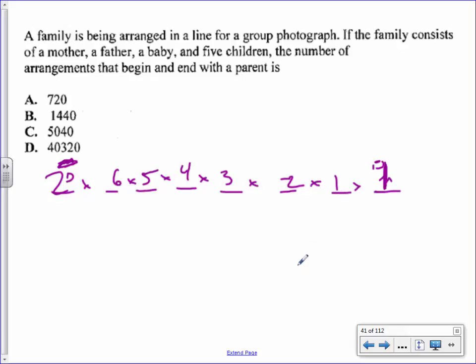Someone to help me out with that? I don't have my calculator nearby. 1,440. That's one? Okay.